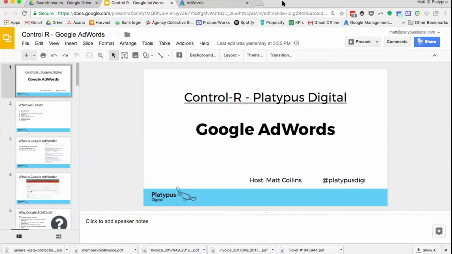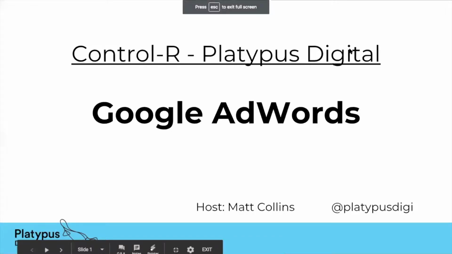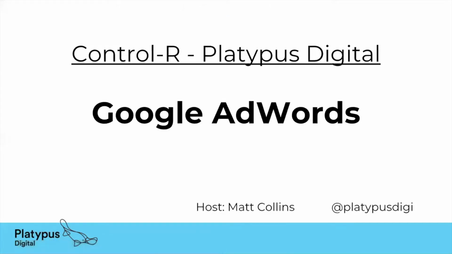Hope you're well. My name is Matt Collins and I am the Managing Director of Platypus Digital, and today we're going to be talking about Google AdWords and Google Ad Grants and what that can do for your charity or non-profit. We're going to be doing a bit of an ultra summary of AdWords and Google Grants and what it can do for you and what it can do for the people who are searching for information that your charity has to provide. It's going to be a real whistle-stop tour.